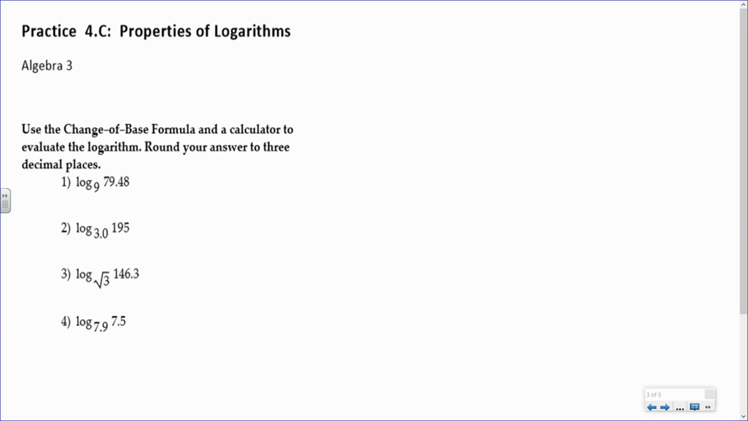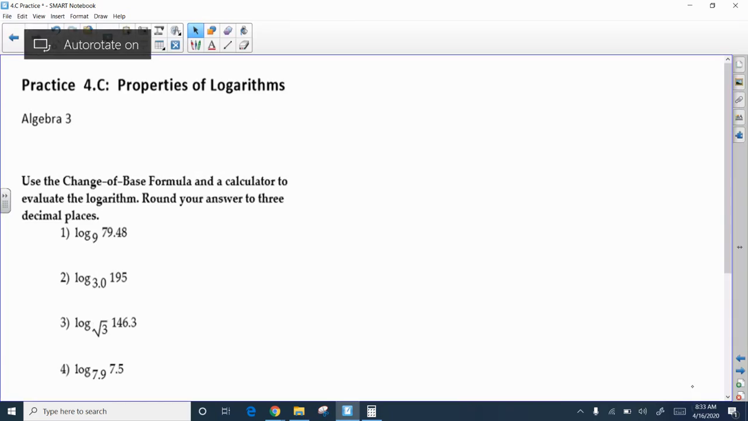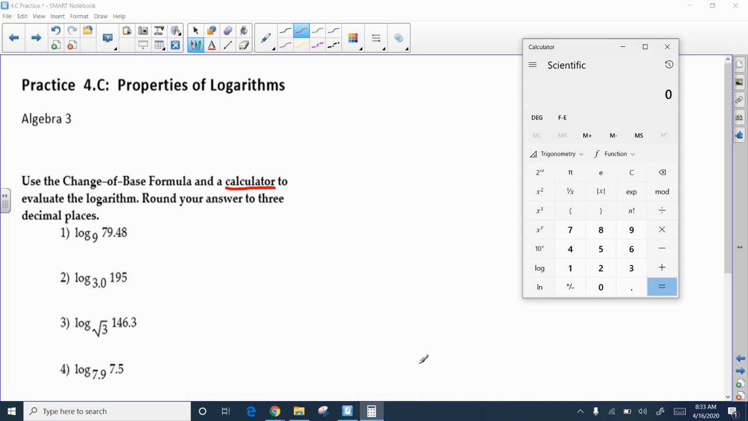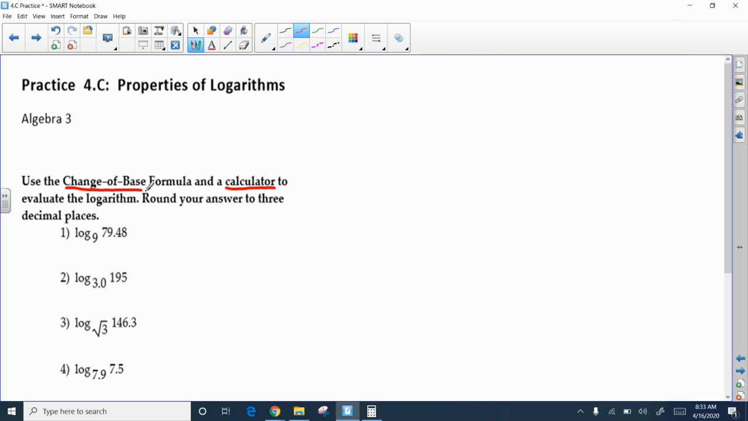All right, so the first set of problems is the change of base formula. So obviously we need to know the change of base, and we're going to need a calculator here. So if you look at these bases, we've got a base of 9, 3, square root of 3, and 7.9. Our calculator, if we look at the log and natural log buttons on our calculator, they are only the base 10 and the base e. That's why we need a different way to find these logarithms.